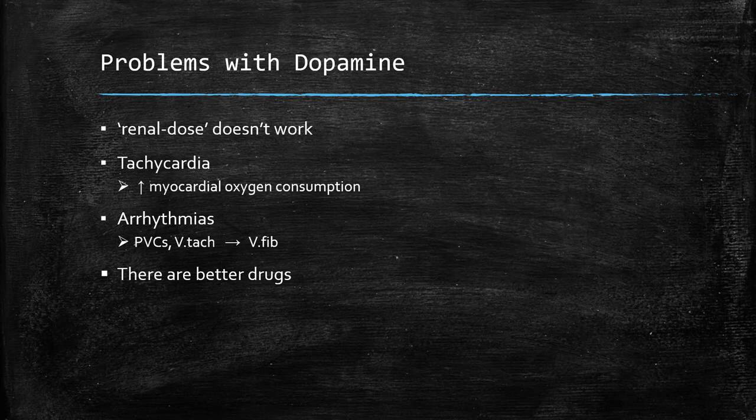But perhaps the main problem with dopamine is that it causes a significant tachycardia, which can lead to increased myocardial oxygen consumption, and it's also extremely arrhythmogenic. Initially, you might see frequent PVCs and short runs of VTAC, but this can progress to more sustained runs of VTAC and even ventricular fibrillation. The bottom line is that nowadays there are just better drugs to use than dopamine.